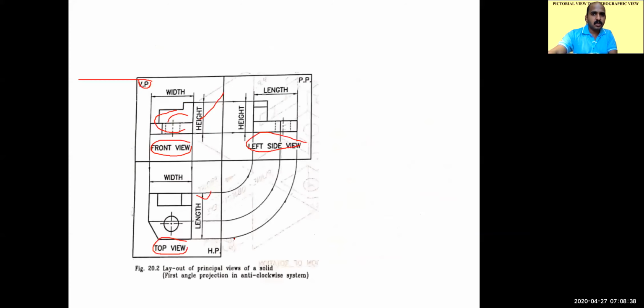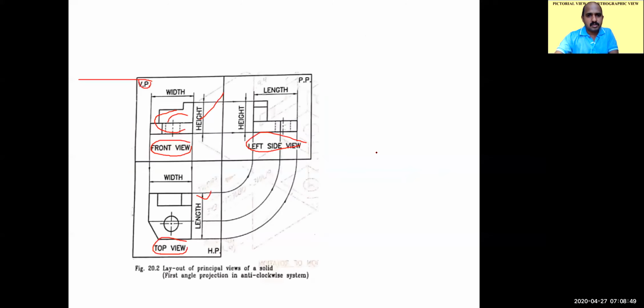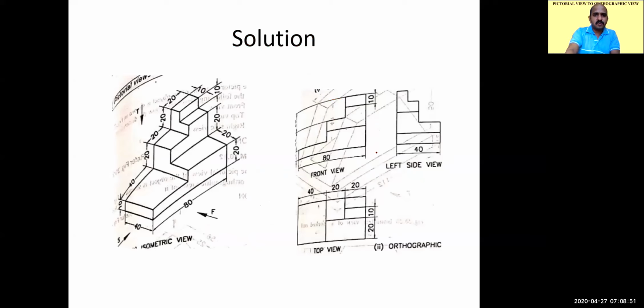Accordingly, initially we'll draw the XY line, then you draw the front view, then the top view, then the left side view. Now let us discuss the solution for this problem. The solution is given: the front view, the top view and the left side view. Then let us discuss or solve this problem.